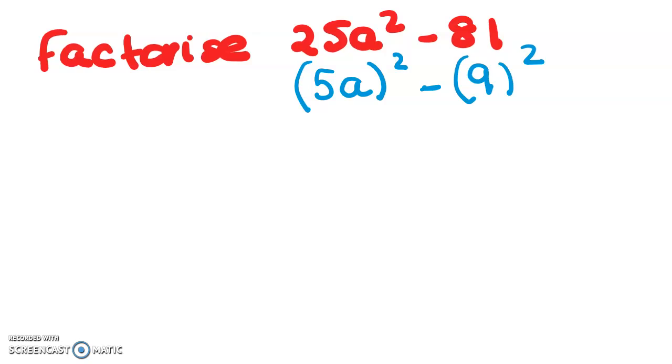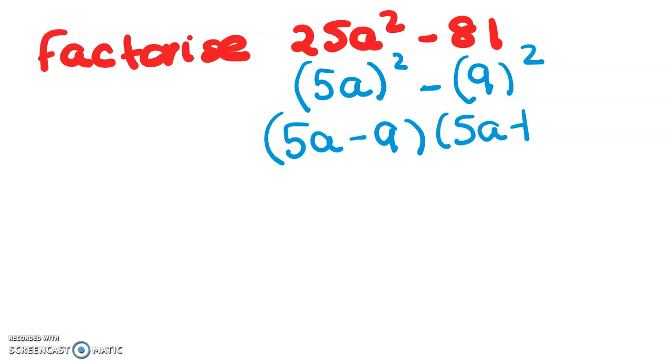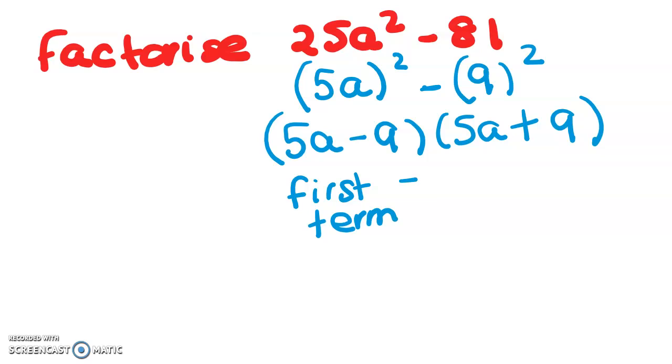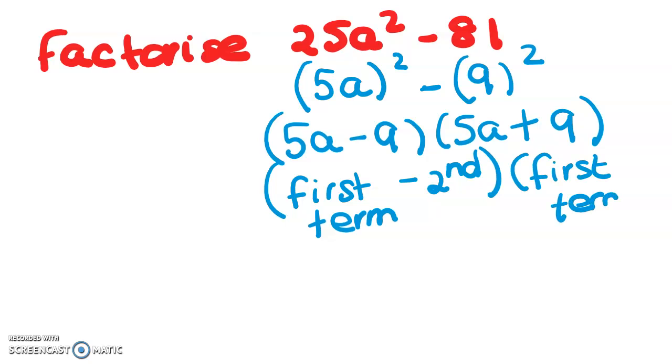So your answer is going to be (5a minus 9)(5a plus 9). And that's the part where you might find it difficult to think, what's going on? Okay, and with these type of ones, your answer must be expressed like this, right? The first term minus the second, and the other bracket is the first term plus the second. That is the setup for every question with these type of ones. Look, you get a minus and you get a plus.